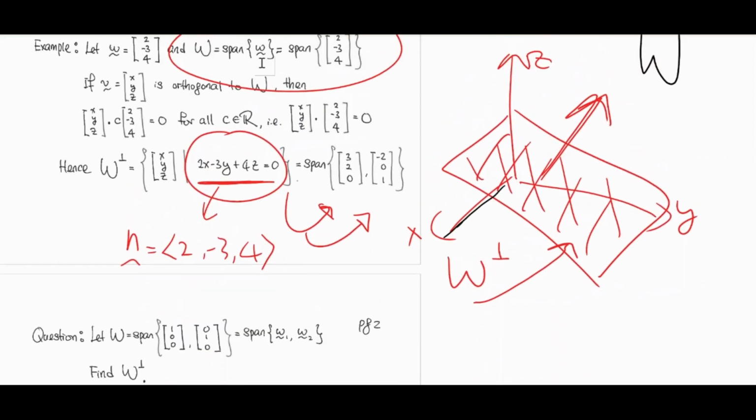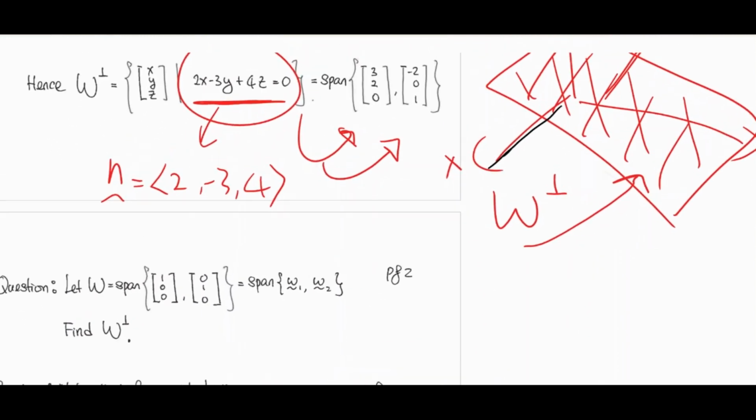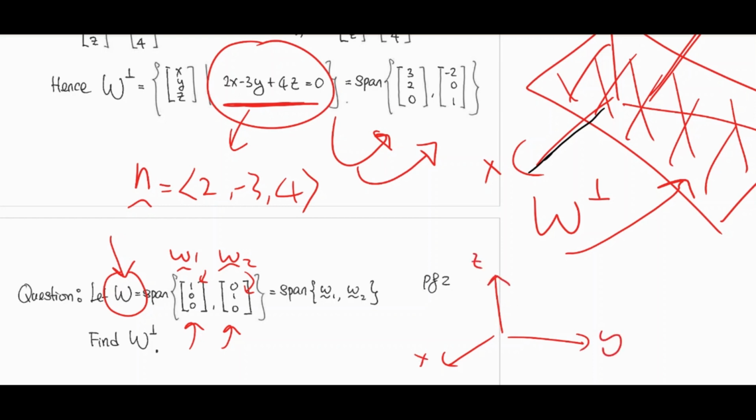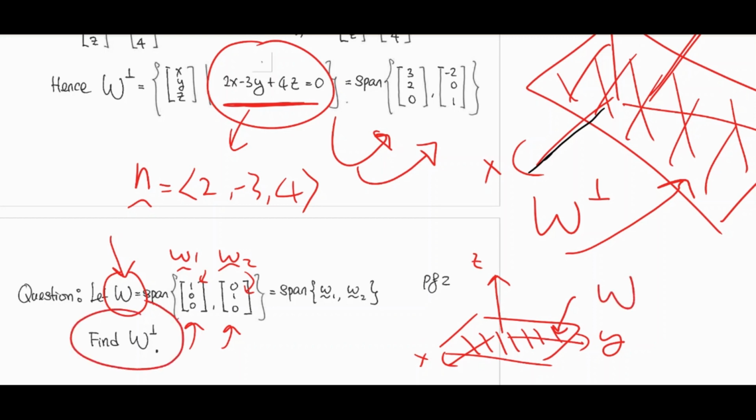All right, so this is one example for this W. Now I want you to try this particular question. You have a vector space W, and this time W is spanned by these two vectors. Let's call them w1 and w2. This is basically your i and j vectors. So you have x, y, and z, and the span of i and j is basically the xy plane. That is your W, and the question now is: find W perp.